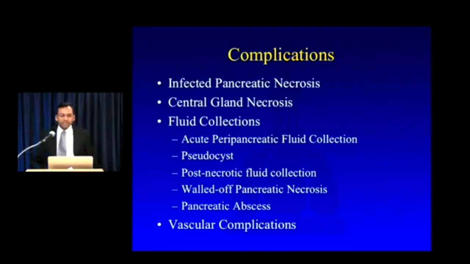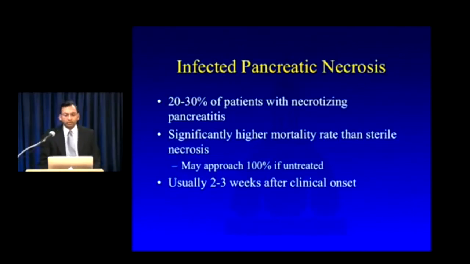So let's start by talking about a couple of complications that are specific to patients with necrotizing pancreatitis, and that's infected necrosis and central gland necrosis. Then we'll move on and talk about fluid collections, and specifically the nomenclature suggested by the revised Atlanta classification, and how different types of fluid collections are treated very differently. And then finally, we'll talk about what I think is the most important complication, and that's vascular abnormalities, including venous thrombosis and arterial pseudoaneurysms.